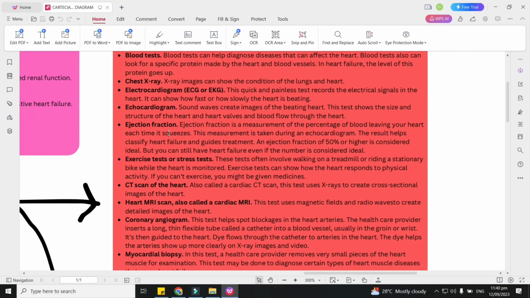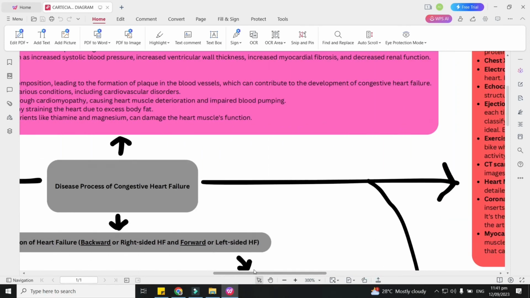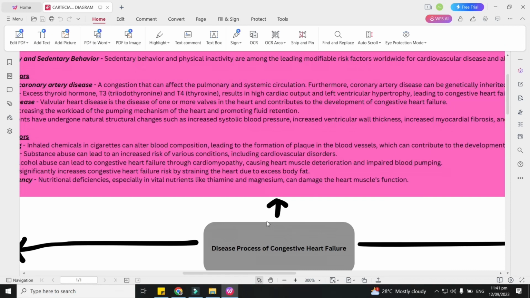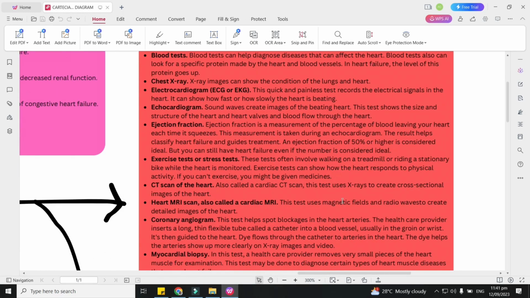And of course, EF, ejection fraction. It is a measurement of the percentage of blood leaving your heart every time it squeezes. The measurement is taken during an echocardiogram. So it classifies heart failure and guides the treatment. There's a note here that 50% or higher is considered ideal, but you can still have heart failure even if the number is considered ideal, because later on we will talk here on the disease process. What are the types or other reasons of congestive heart failure?